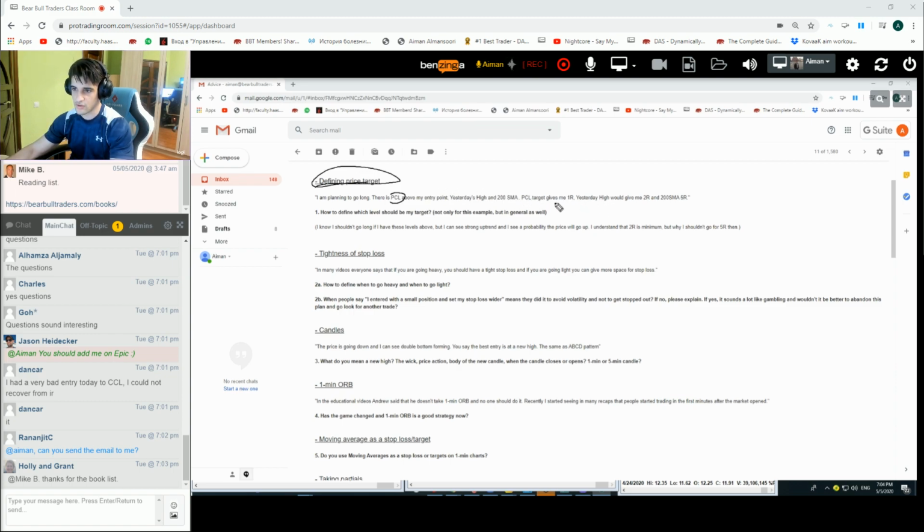The previous day close gives me 1 R. Yesterday's high would give me 2 Rs. The 200 moving average would give me 5 R. How do I define which should be my target? Not only for this example, but in general. So look at this, guys. When you are getting into any position, you should try to have at least 2 Rs to your first target. It depends on the strategy.